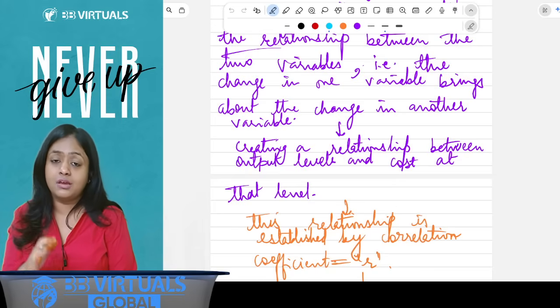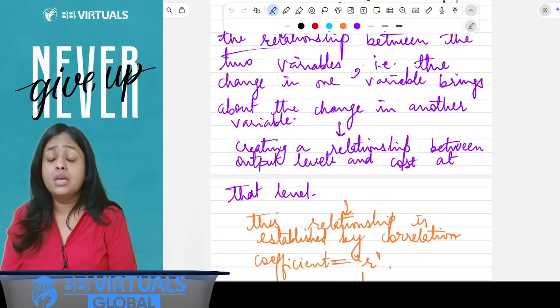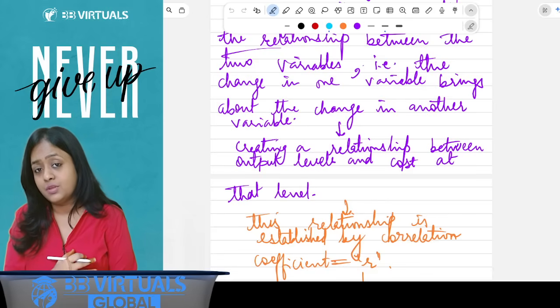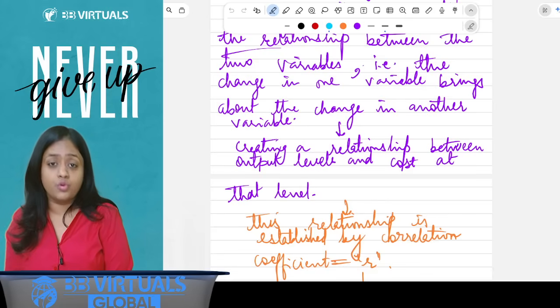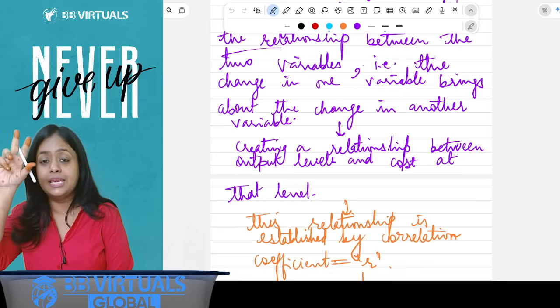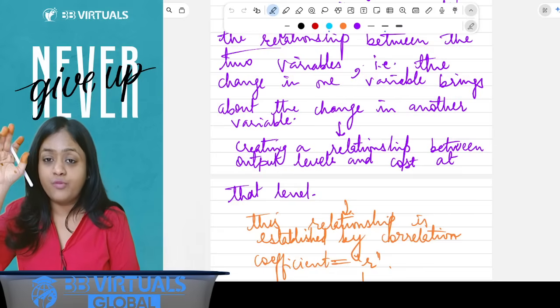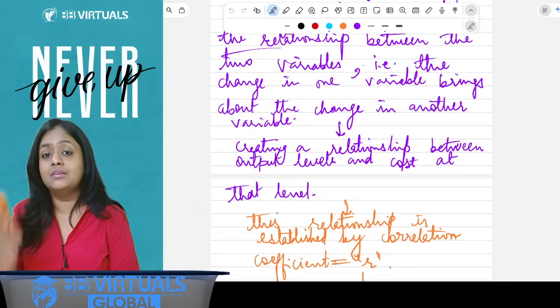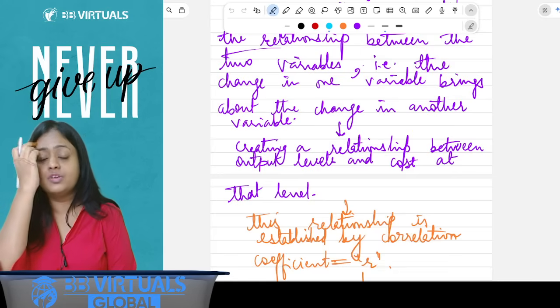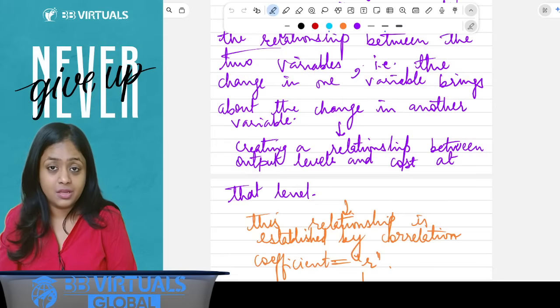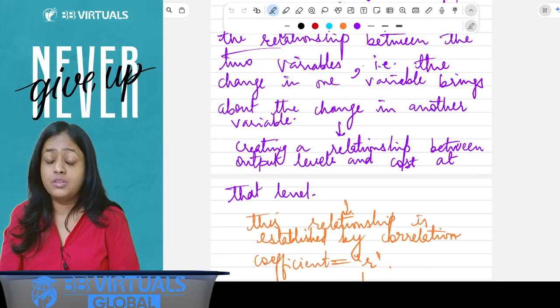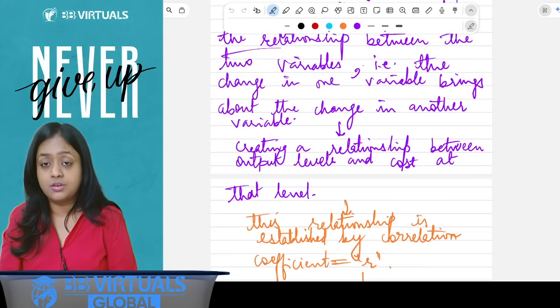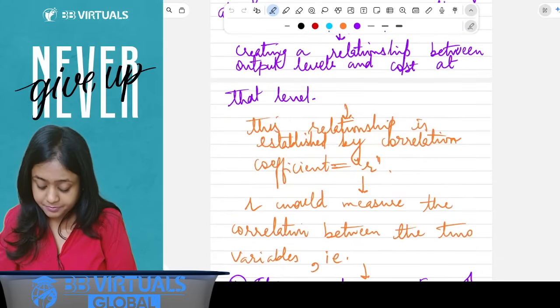If an increase in one variable brings about an increase in another variable, we call it a positive correlation because both are going in the same direction. If one variable is going down and the other goes up, the opposite direction, we call it a negative correlation. The correlation coefficient is denoted by small r.